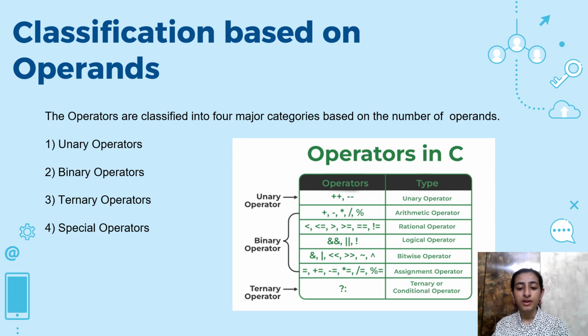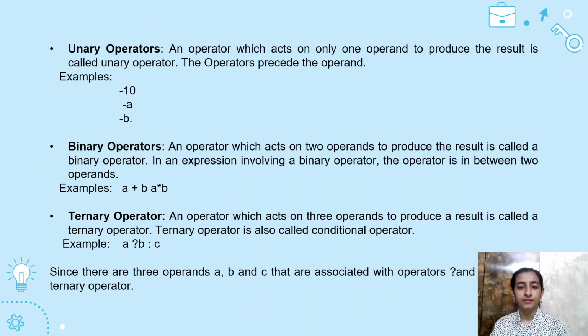Here we have some of the examples of operators in C. Let us understand these operators in detail. Unary operator. An operator which acts on only one operand to produce the result is called a unary operator. The operator precedes the operand. Example, -10, -a, -b2.